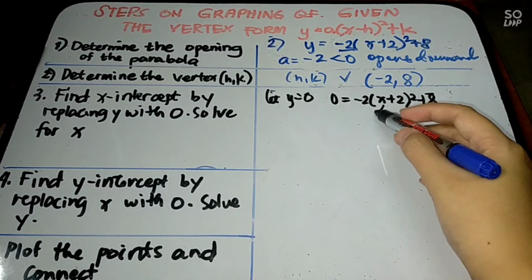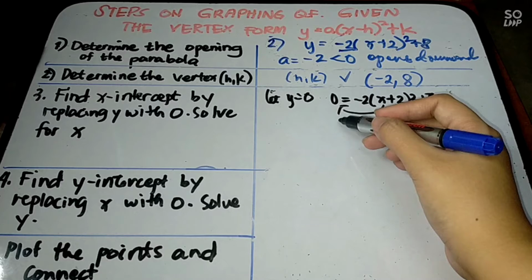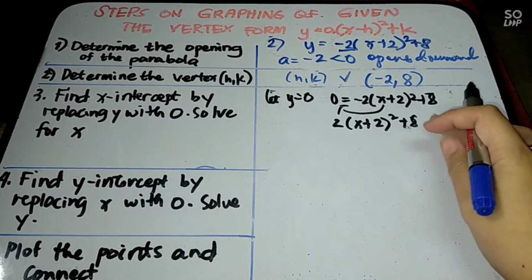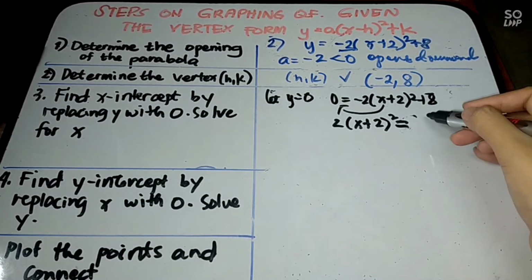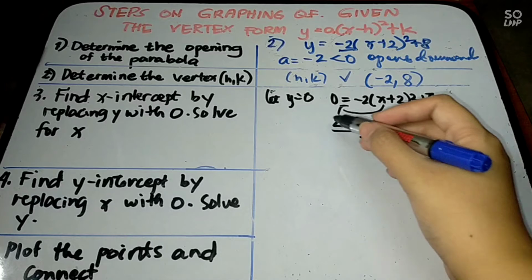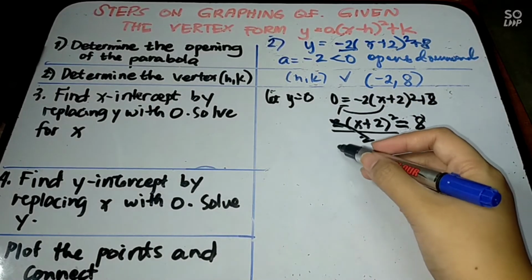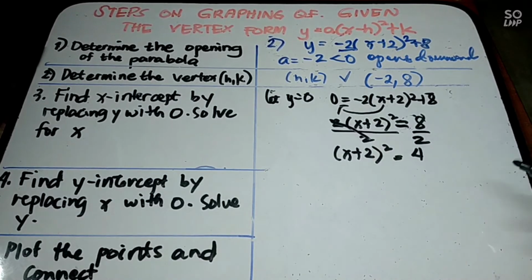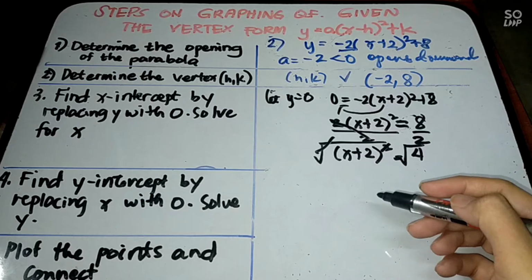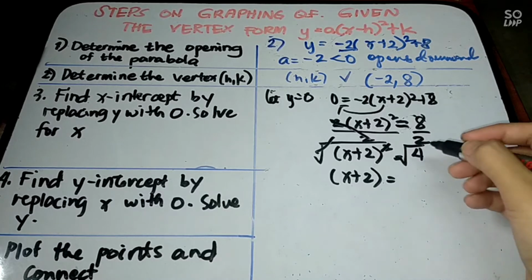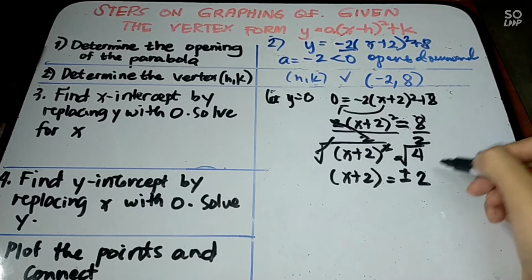Then we are going to transpose this part to the other side. So negative 2 becomes positive: 2(x + 2)^2 = 8. Then, divide both sides by 2. We need to remove the 2 outside, so it cancels out. It becomes (x + 2)^2 = 8 divided by 2, which is 4. Afterwards, take the square root of both sides. For us to solve for x, the square cancels out with the square root. So we have x + 2 = the square root of 4, the answer should be positive and negative 2.